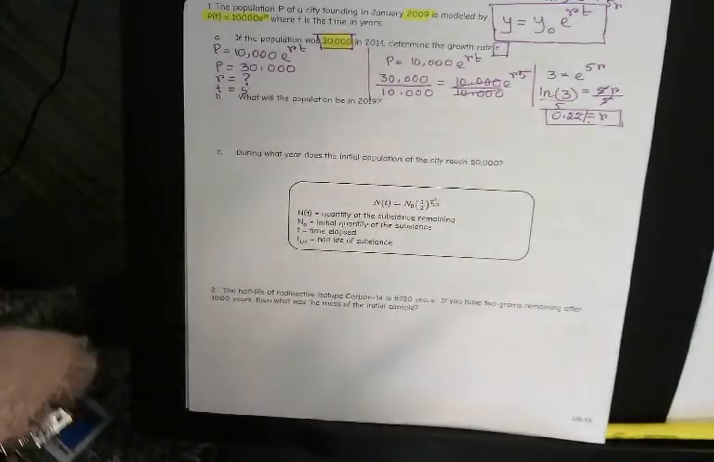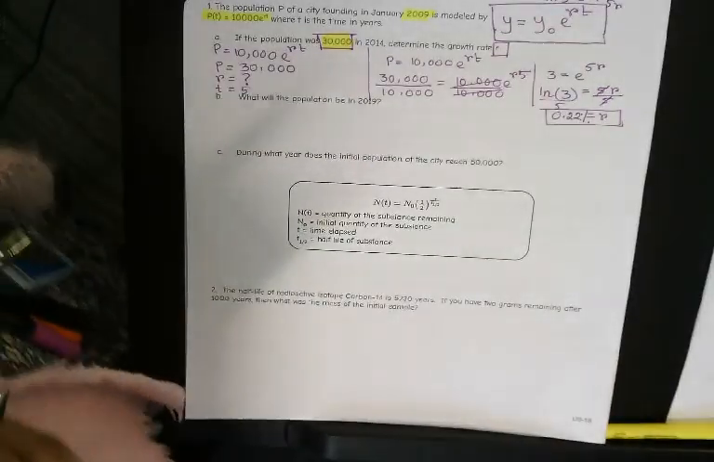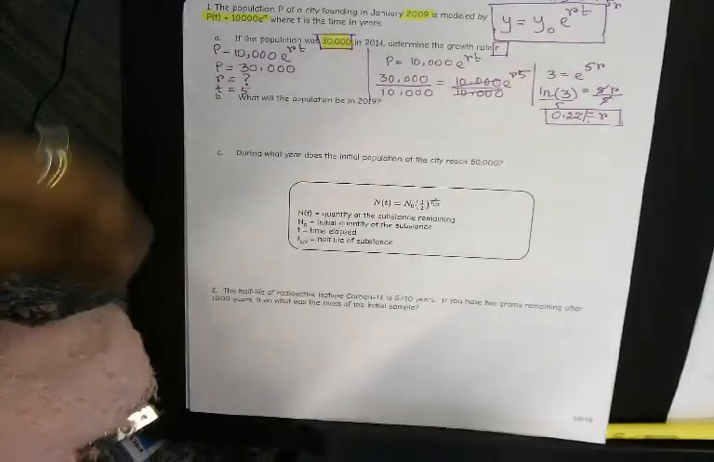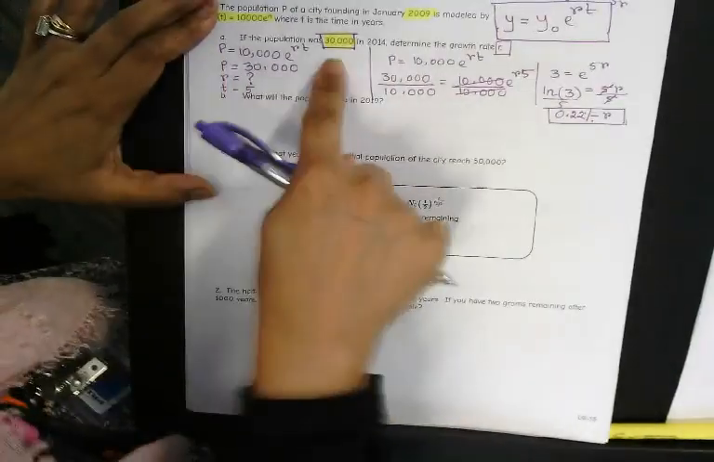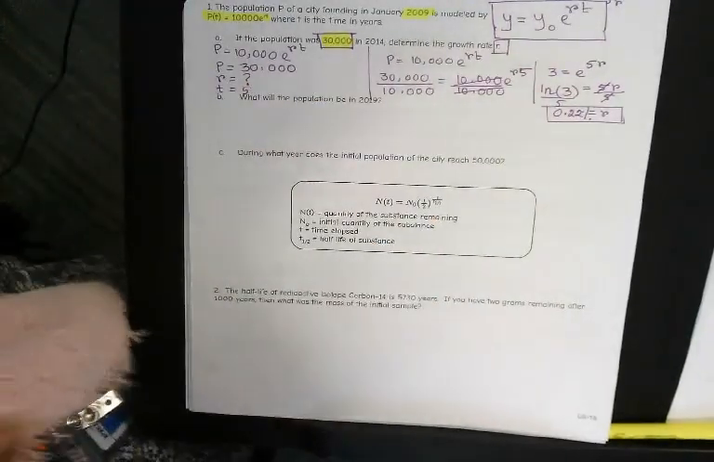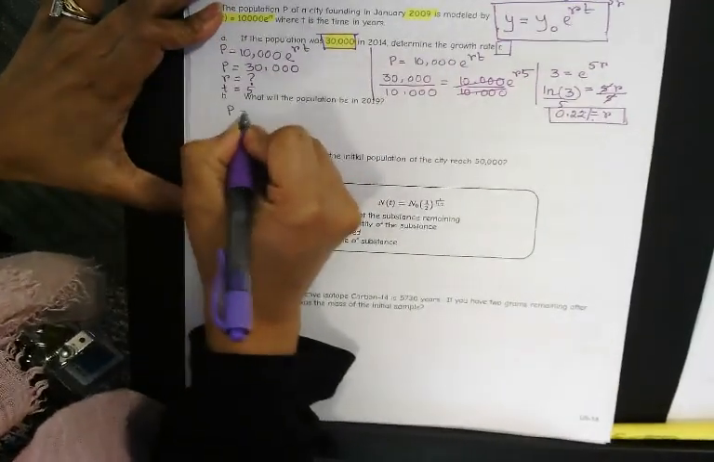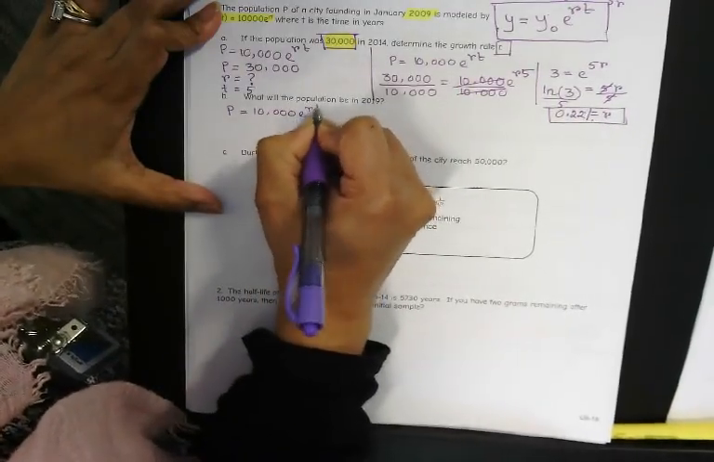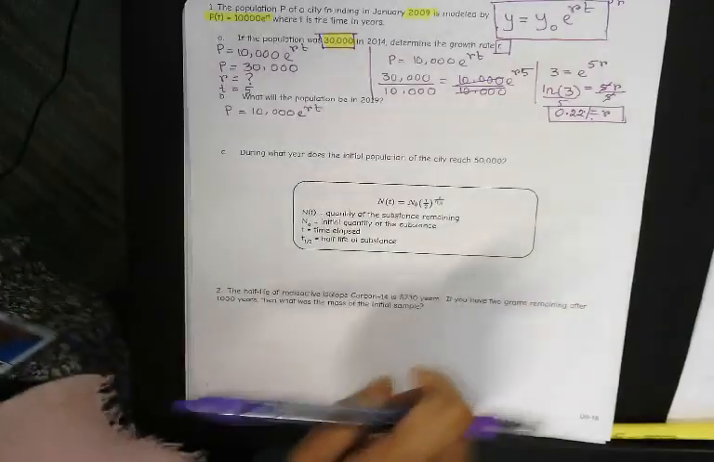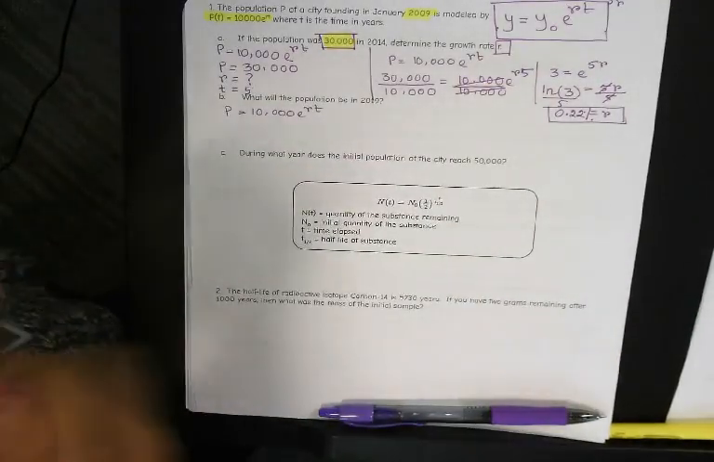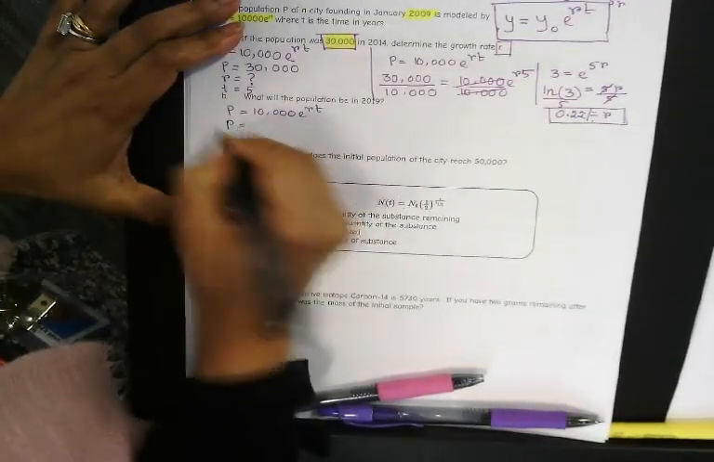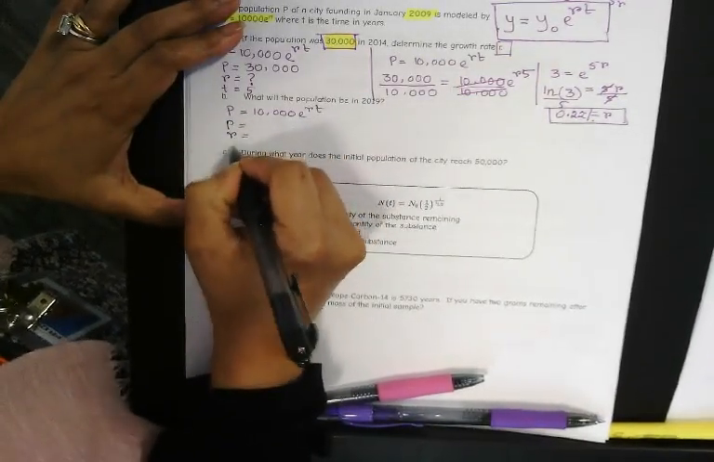Let's look at B. Please pay attention. What will the population be in 2019? All right, the same formula. Again, you are trying to find the final population. The formula is given: P equals 10,000 e to the power RT. Let's write down all the variables over here. So I have P, I have R, I have T.